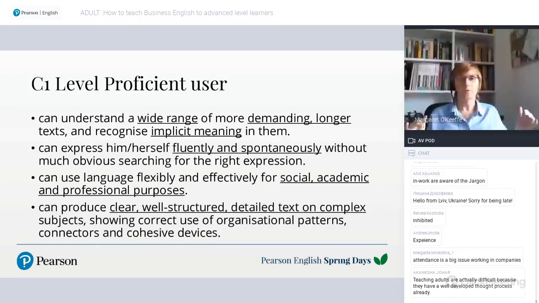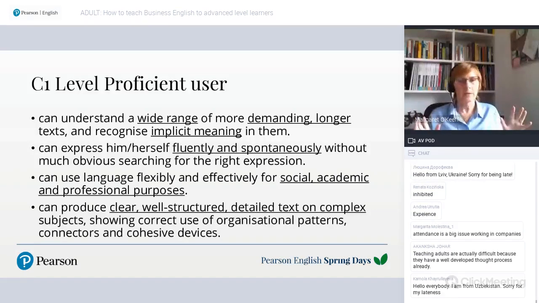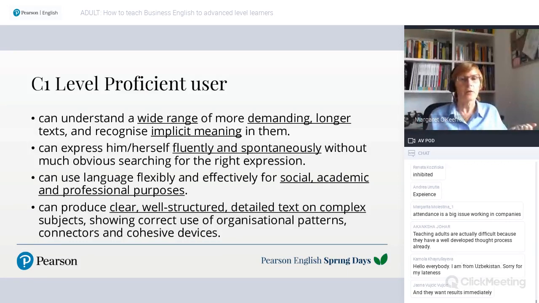And the first item is referring to reading, but of course vocabulary as well. It's saying can understand a wide range of more demanding, longer texts and recognize implicit meaning in them. So that's very much reading and vocabulary, I think, there. The second and third items are to do with the speaking expression, so that can express him or herself fluently and spontaneously, and can use language flexibly and effectively for social, academic, and professional purposes.